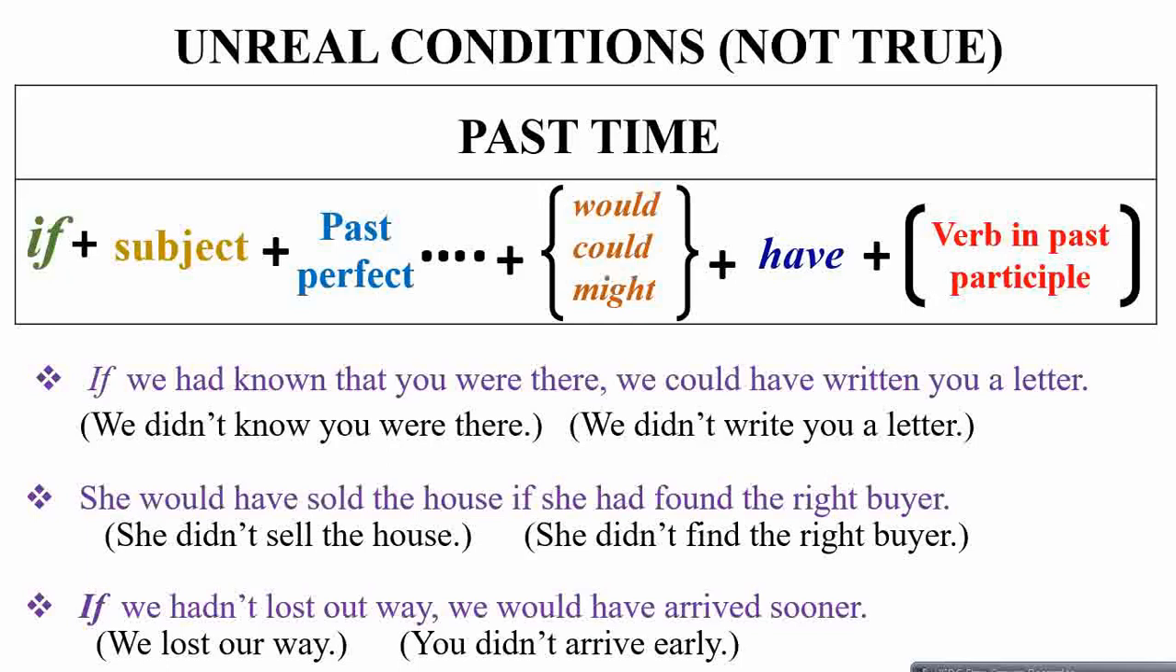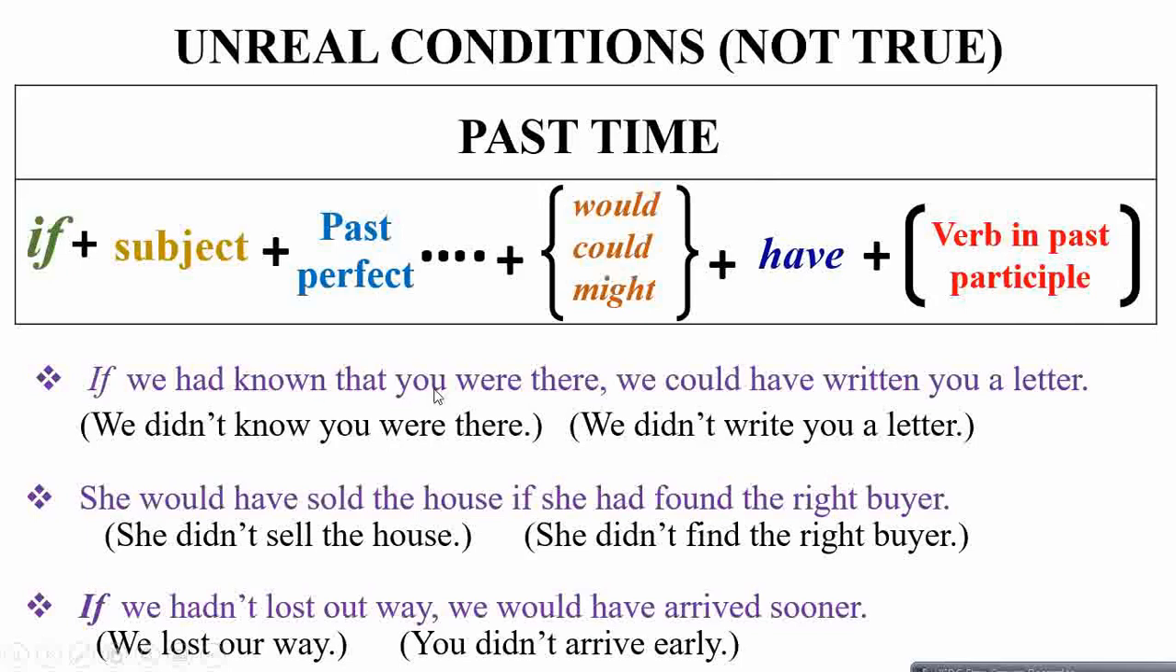Which regarding in relate to unreal conditions. तो आपका जो sentence structure होगा that will be if followed by subject, then past perfect, then you have auxiliary models which are would, could and might, then followed by have which is a constant feature by the way, and then verb in the past participle form. इसकी examples हम study कर लेते हैं.